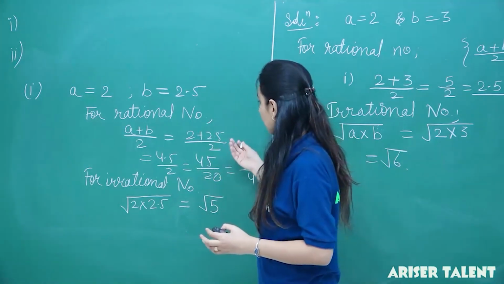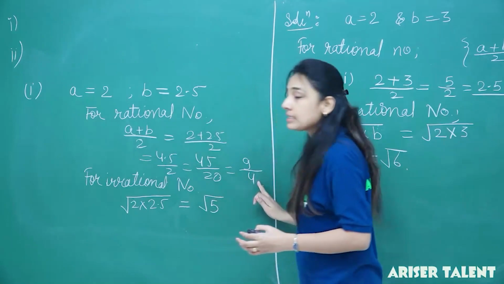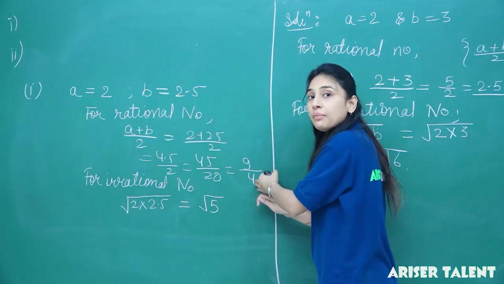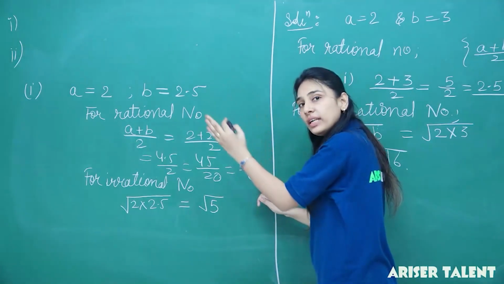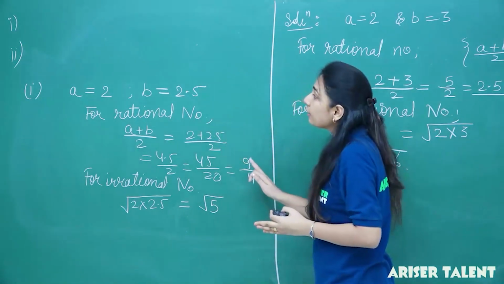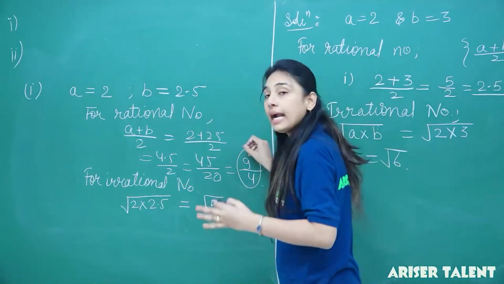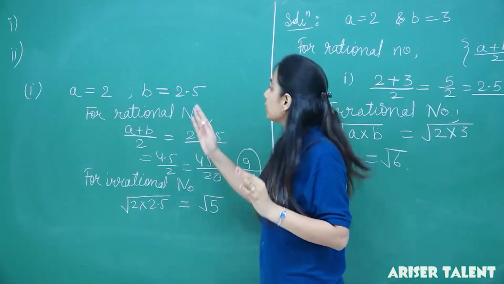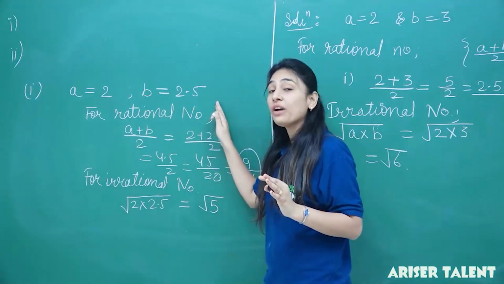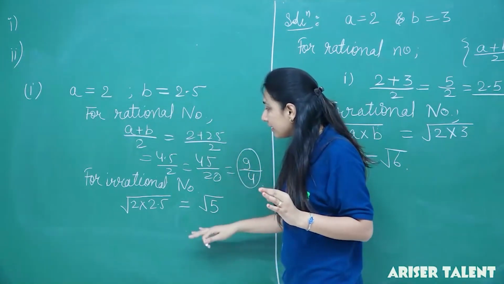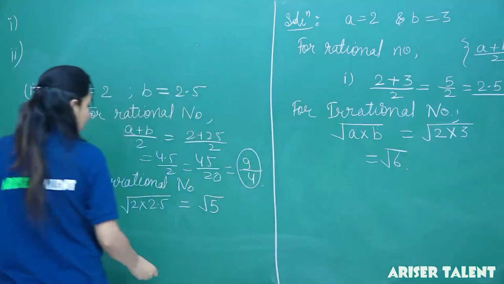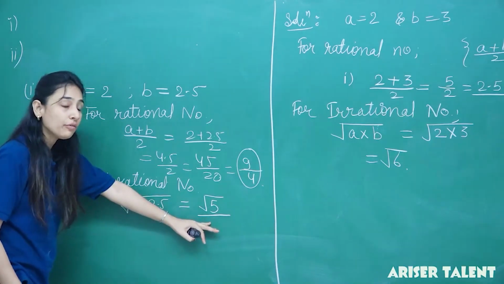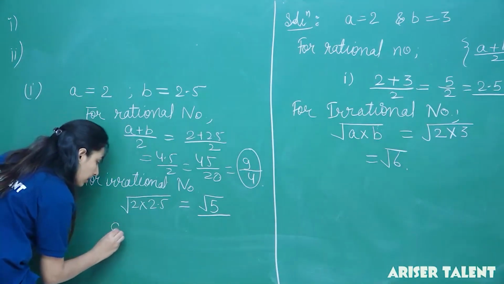You will again take the average of this number and the previous number, like 2 and 9 by 4. You will take the average of these two numbers, and your answer will be 2 numbers which lie between 2 and 2.5 and are rational. How will you apply this for irrational numbers? Now you will get an irrational number as root 5.